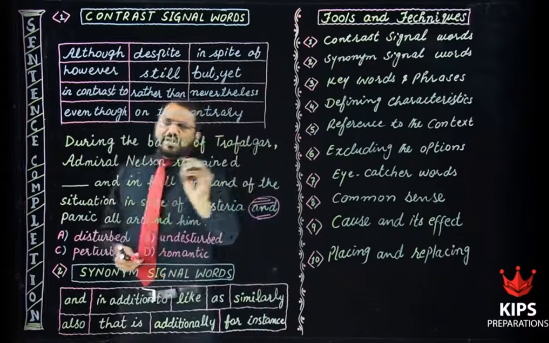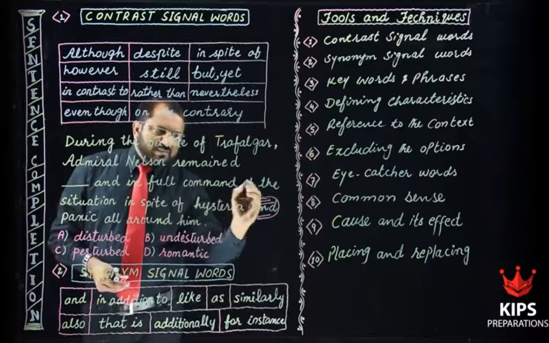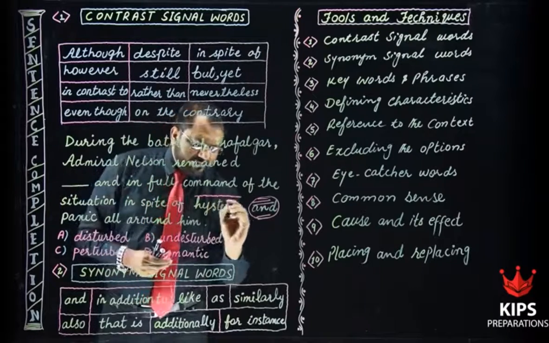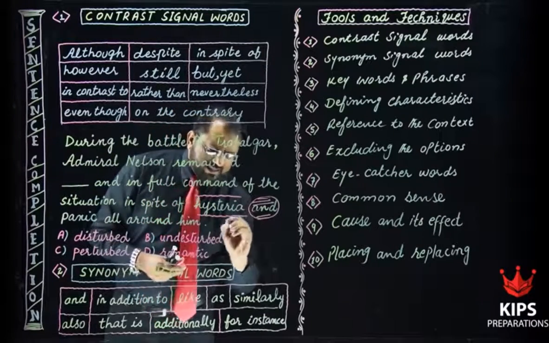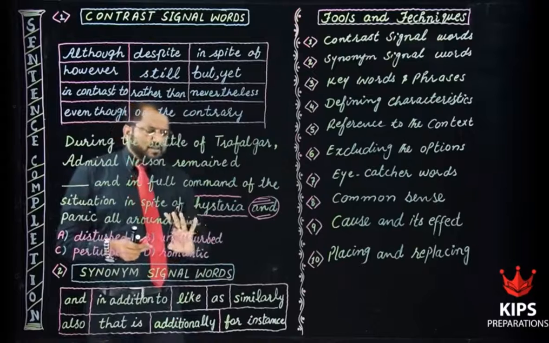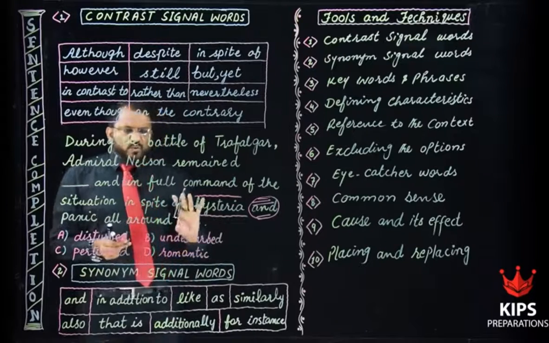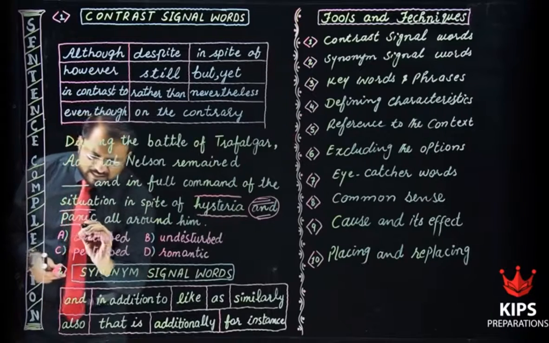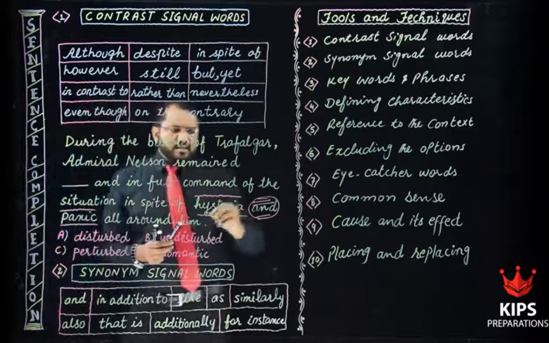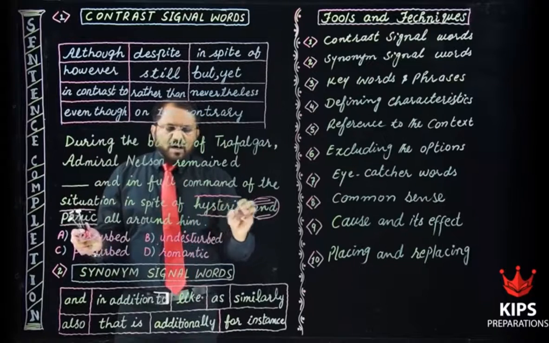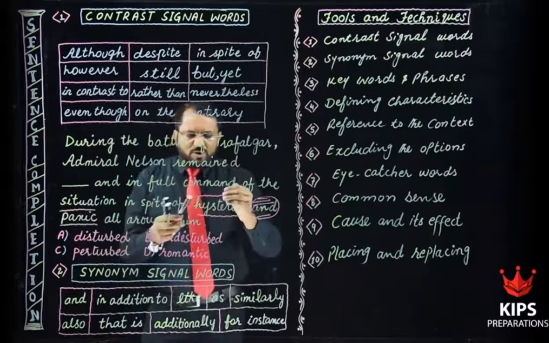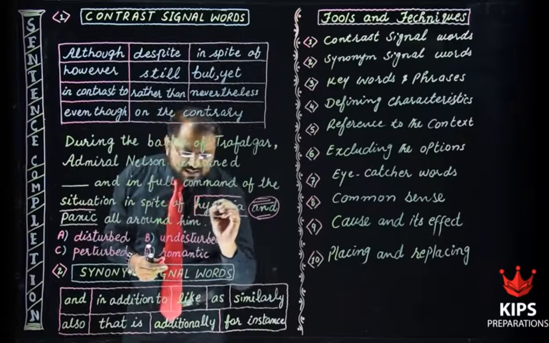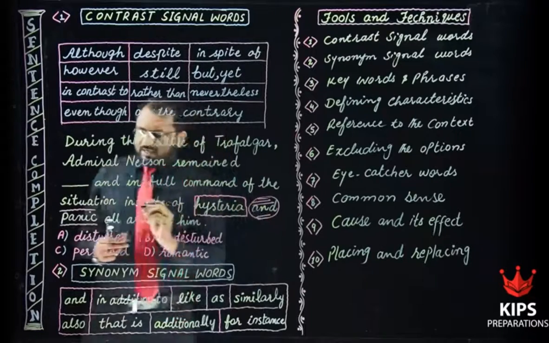During the Battle of Trafalgar, Admiral Nelson remained blank and in full command of situation in spite of hysteria and panic all around. You can see the word before "and" is hysteria. Suppose we are not aware of the meaning of this word, but the word after "and" is panic. That clearly lets us know that this is some negative word. So the word before and after "and" are of same or similar meaning. So hysteria and panic, both words are to some extent of the same or similar meaning, right?